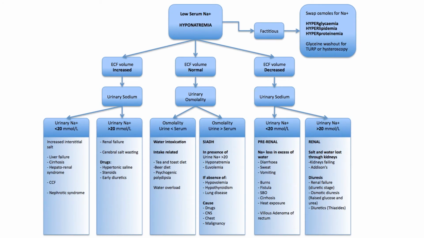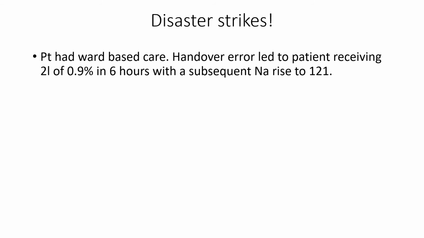So let's follow the algorithm. The ECF volume is increased, so we're going to go to the left side of the diagram. The urinary sodium is low, so again, right to the left. So urinary sodium less than 20, and you can see a bunch of causes: liver failure, cirrhosis, hepatorenal syndrome, CCF. He could have any of those. The other thing that alcoholic liver disease can cause is, well, let's have a look.